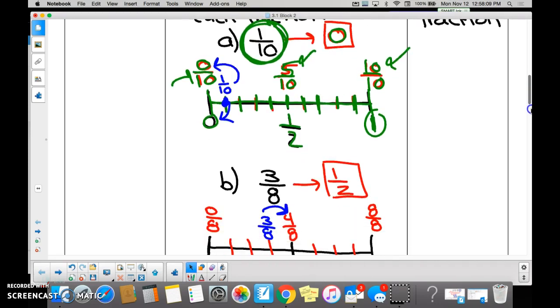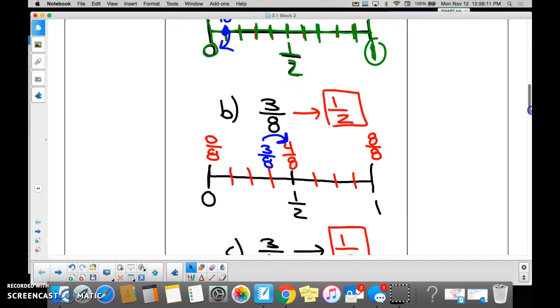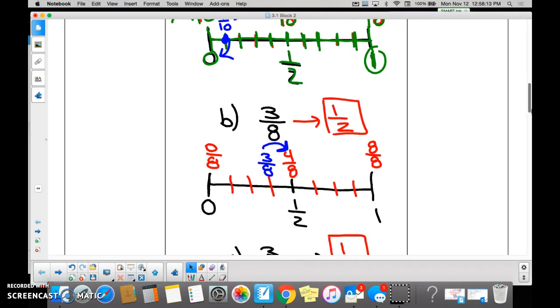B, we did it with 3/8. We did our number line, we did our benchmarks, we did it in terms of eighths. 3/8 was actually closest to 1/2. It was only 1 step away from 1/2, whereas it is 1, 2, 3 steps away from 0. And it's really far away from 1, right? We didn't even consider 1.